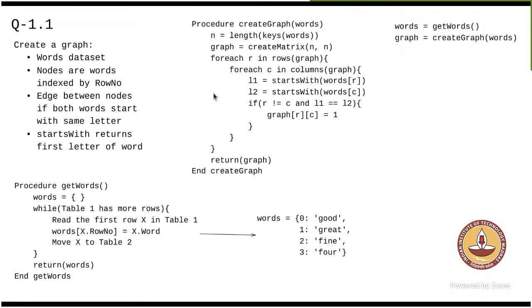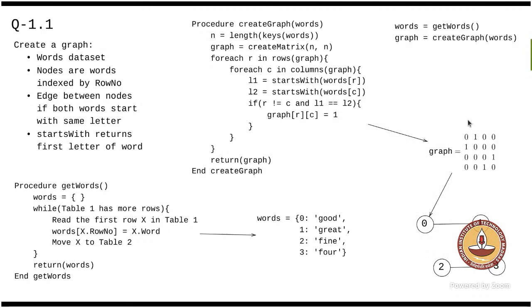So these are two procedures. You are not done with just writing the two procedures. You have to call them appropriately. So you first get words and store it in a dictionary called words, and then you pass words into create graph. Okay, so graph will finally be this object, and it will look like this: 0, 1, 2, 3. 0 is connected to 1, 1 is connected to 0, 2 is connected to 3, 3 is connected to 2. So it's a disconnected graph with two components. 0, 1 forms a component, 2, 3 forms a component.